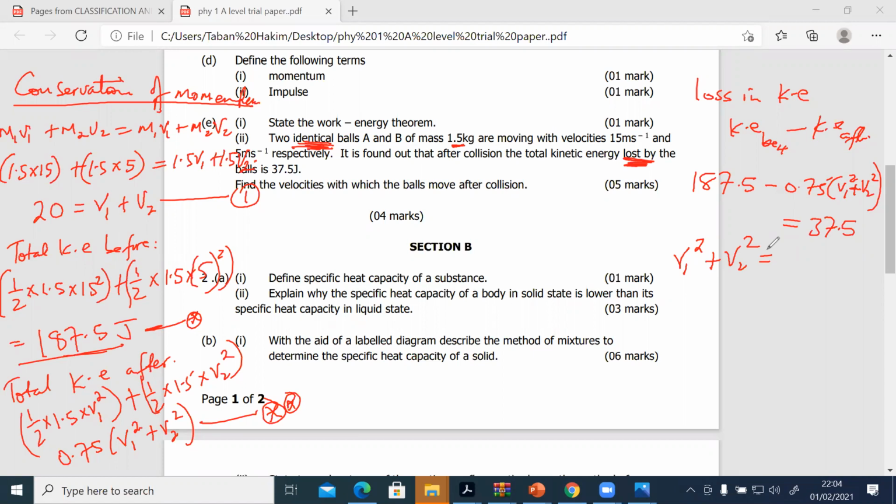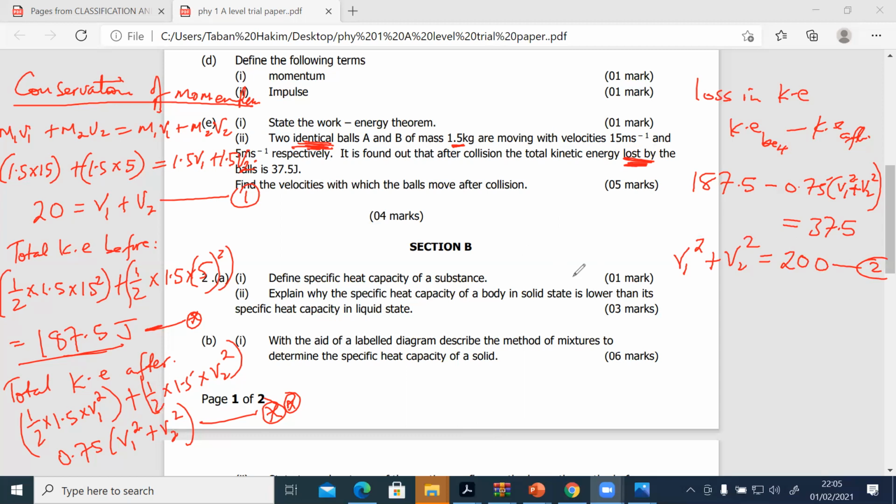Okay, Maha, what is that one equal to? Yes, do you get that? I'm waiting.